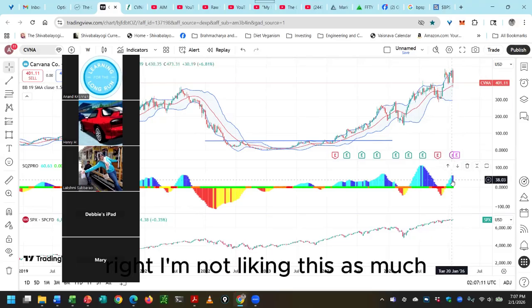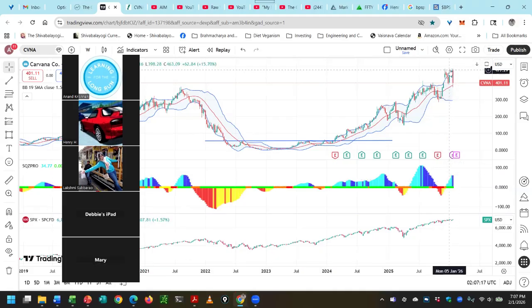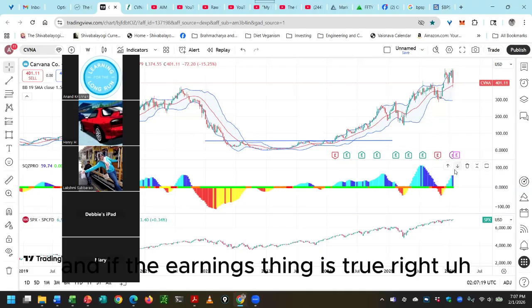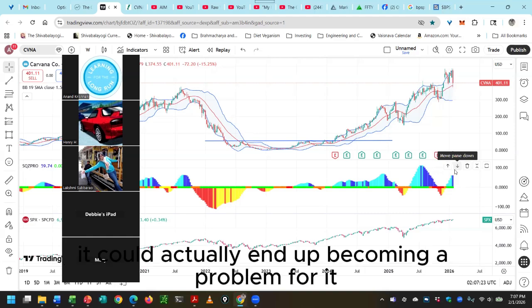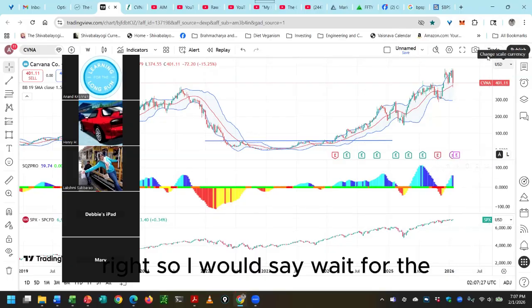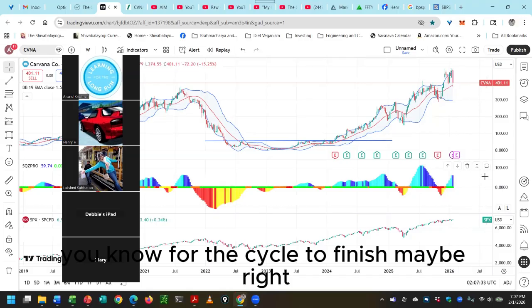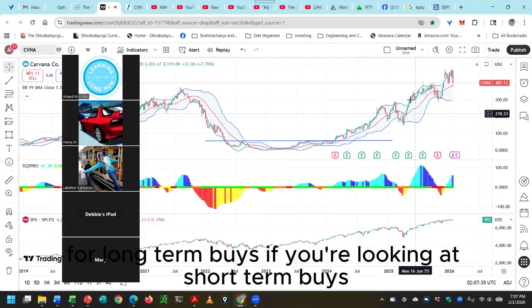So again, I'm not liking this as much because we do see the blue squeeze here, the distribution. And if the earnings thing is true, it could actually end up becoming a problem for it. So I would say wait for the cycle to finish, maybe, for long-term buys.